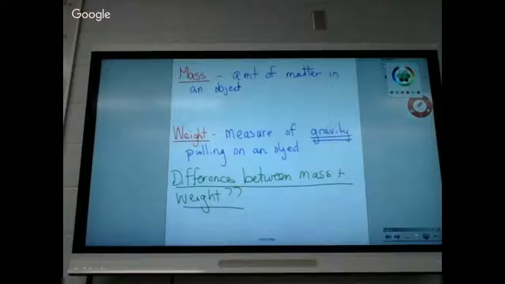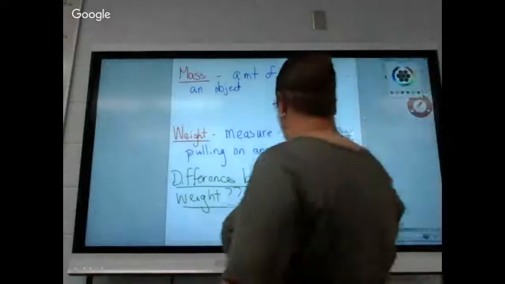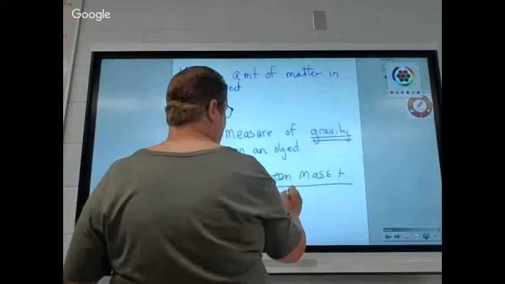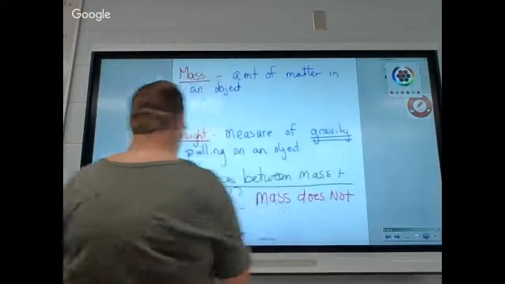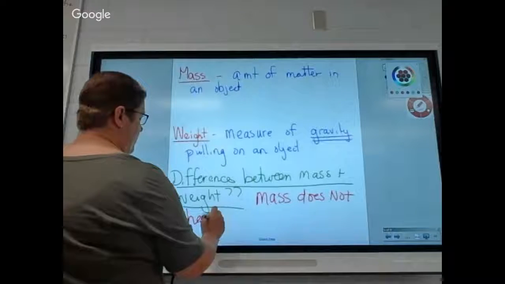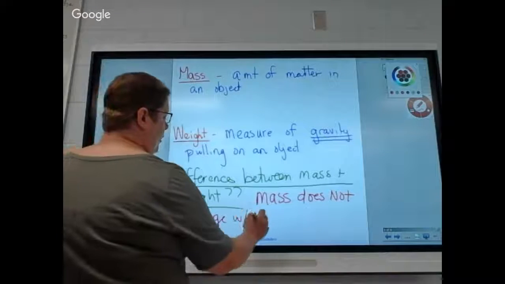So I put Danielle in the spaceship because she's irritating me, and I send her to the moon. What's going to change? Her weight. Her weight's going to change; your mass will not. Mass does not change with location.